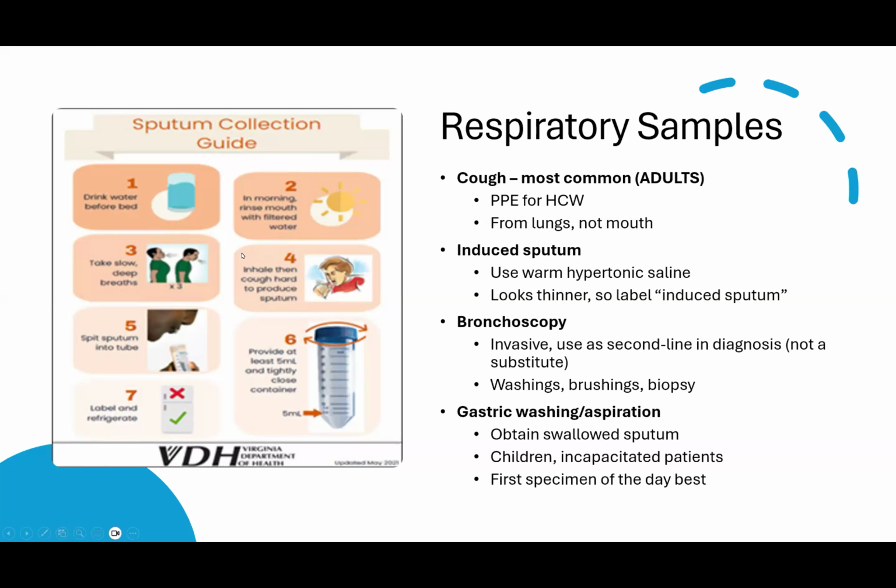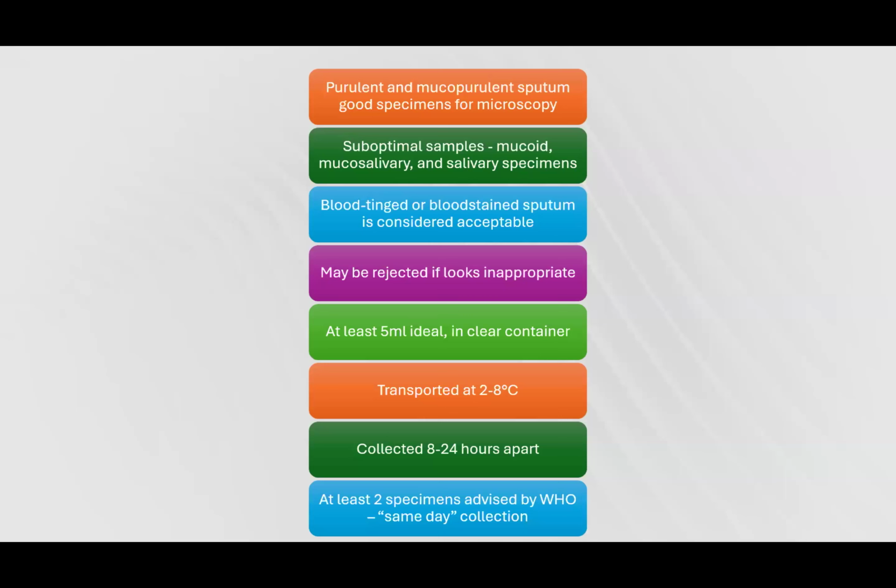In the morning, you must rinse your mouth with filtered water. And then they say breathe in and out a few times and then cough and put it in this plastic specimen bottle. So purulent and mucopurulent sputum are good specimens for microscopy. Suboptimal are things that look more mucoid, mucosalivary, and just salivary specimens. Blood tinged or blood stained sputum is considered still acceptable.